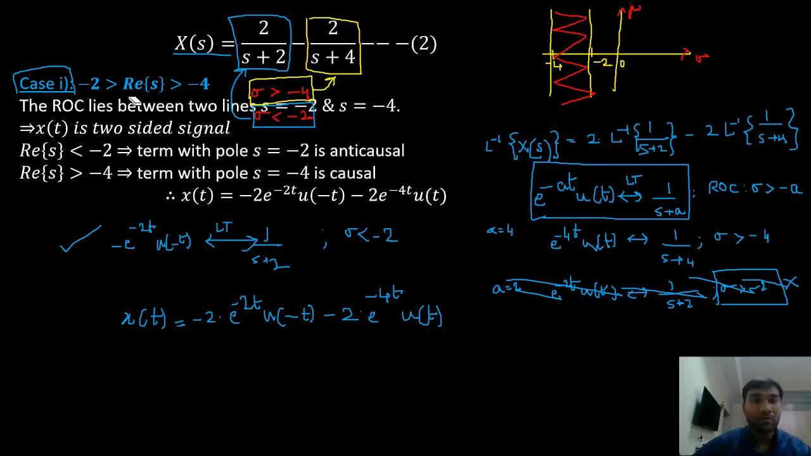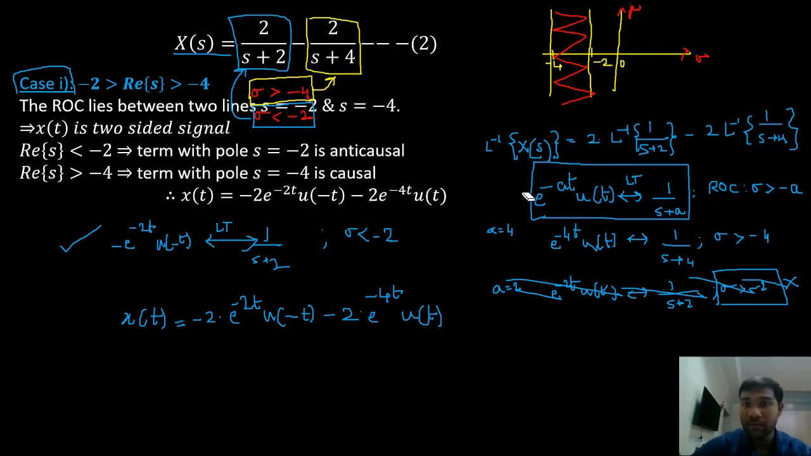So what did we do? We have split this ROC, whatever the ROC was given, into two different parts. One is sigma greater than minus 4 and the other one is sigma less than minus 2. So we had two terms in the Laplace transform, and we corresponded each of the ROC with one of the terms based on the pole in each term. If the pole is minus 2, then we corresponded that term with the ROC sigma less than minus 2. For the other term, the other ROC.